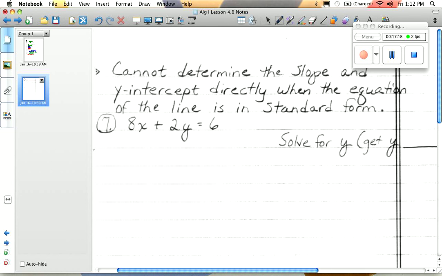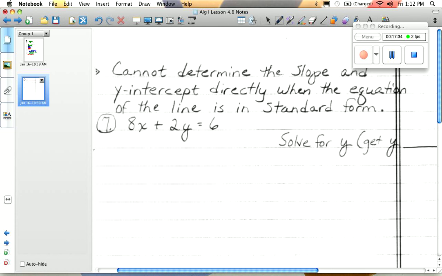Because I don't think that's what we're going to find, are we? Can we get the slope and the y-intercept when it's in standard form? Can we just not do a thing to it and say, okay, well, x is being multiplied by 8, so that's the slope? No, you can't. What do we have to do? You have to clean it up.